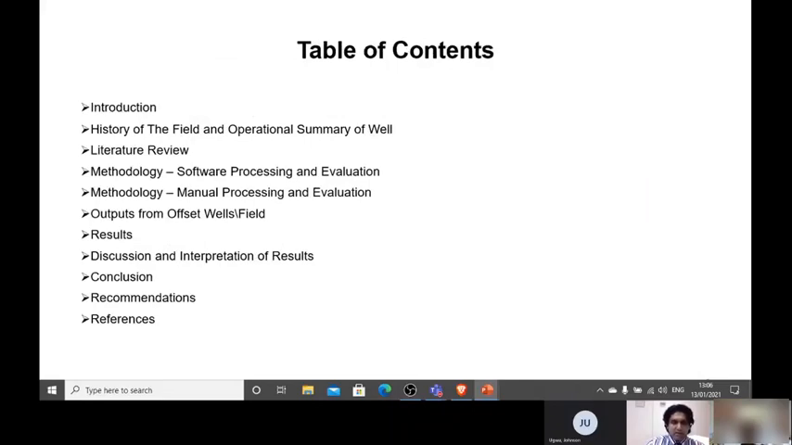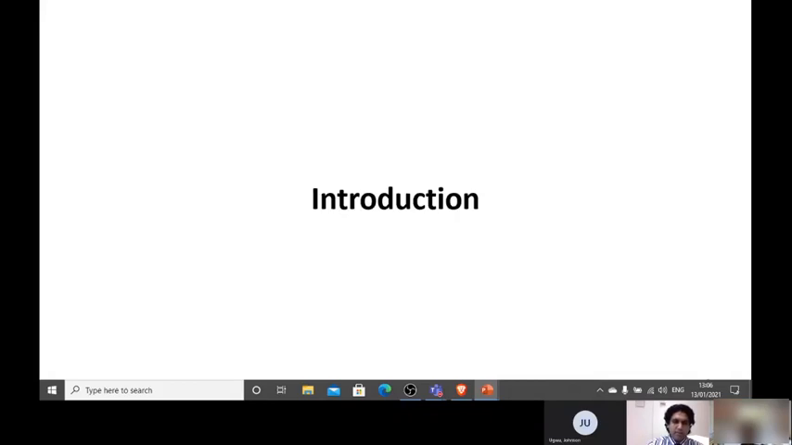The presentation consists of introduction, history of the field and operational summary, literature review, software methodology, manual methodology, outputs from offset wells, results, discussion and interpretation of results, conclusion, recommendation and references.